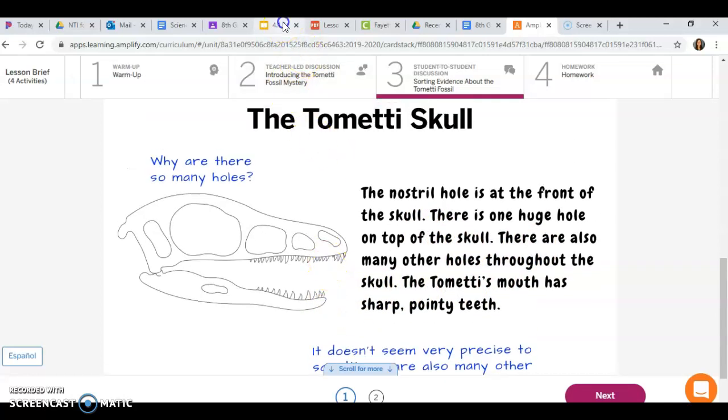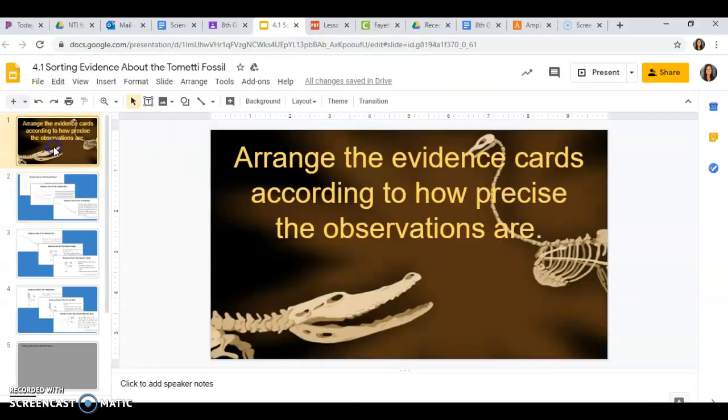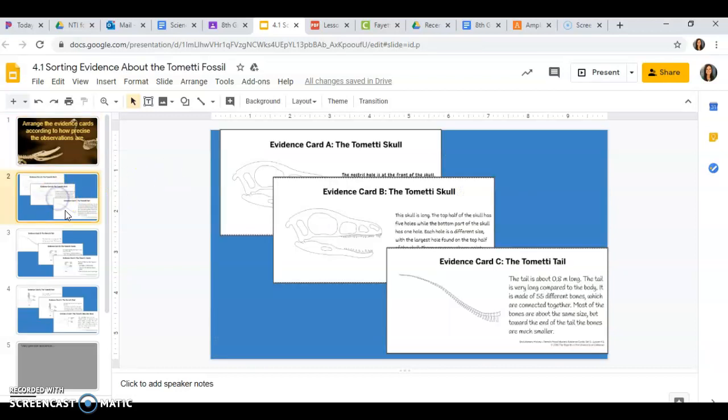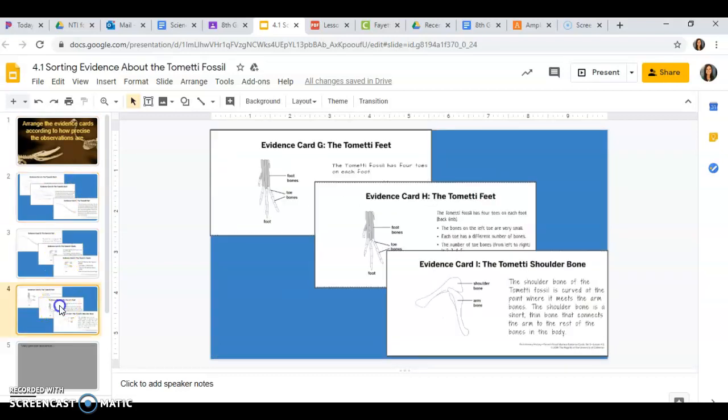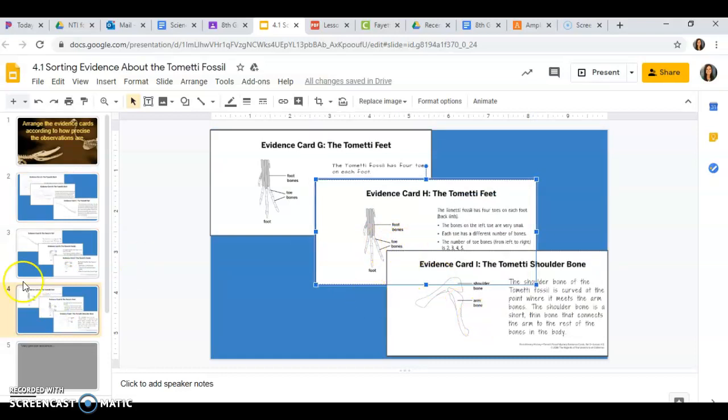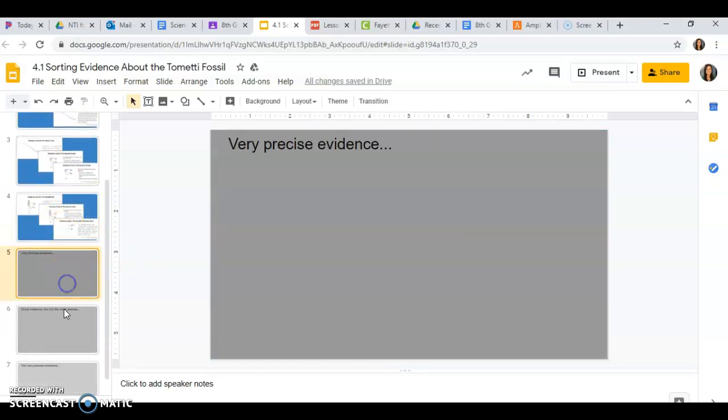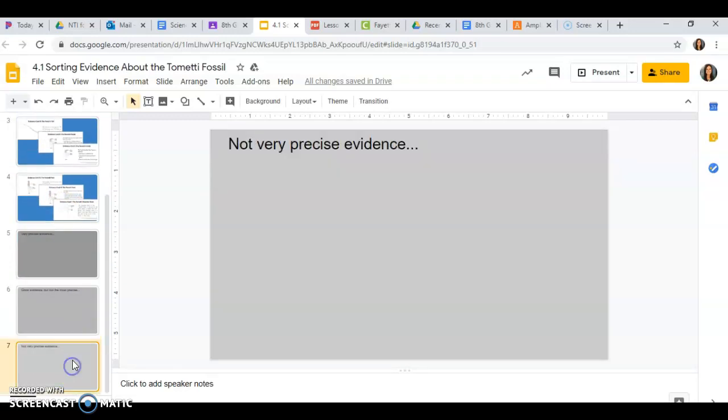So here's what the assignment looks like that you're going to do. You will get your own copy of this because it will be an assignment in Google Classroom. So you're going to be able to manipulate and move these things here, and I'll show you what that looks like. The instruction is to arrange the evidence cards according to how precise the observations are. So remember, precise, detailed. You'll see that we have the evidence cards right here, and these are movable. You can move them, and you're going to place them where you think they belong.